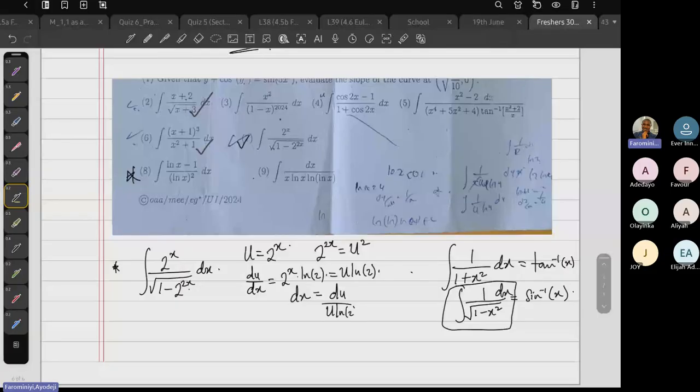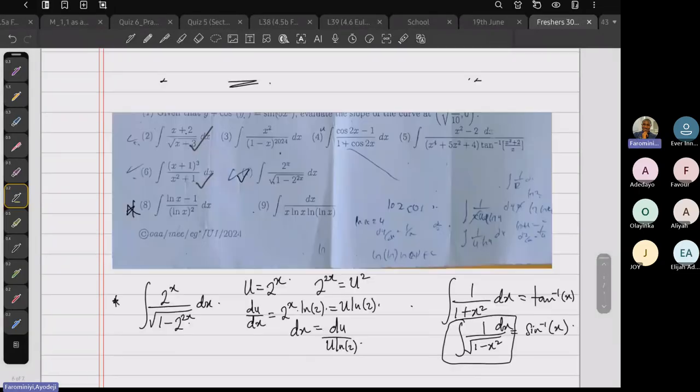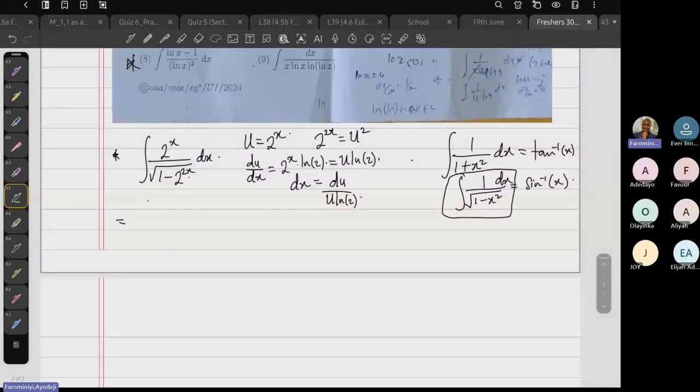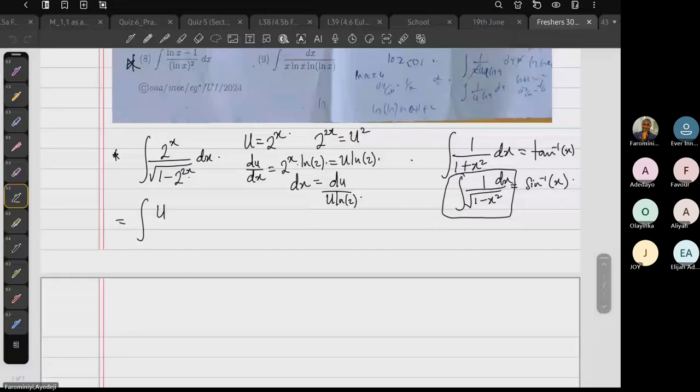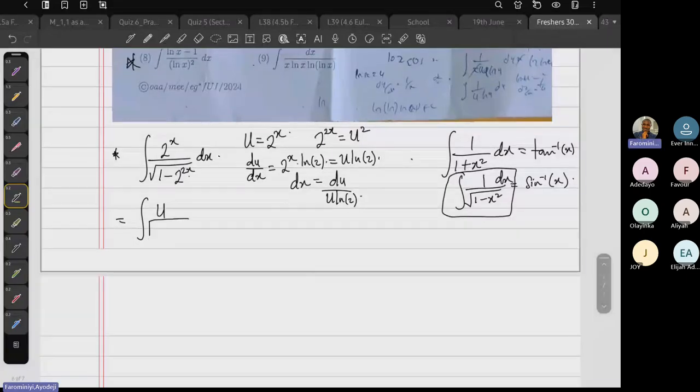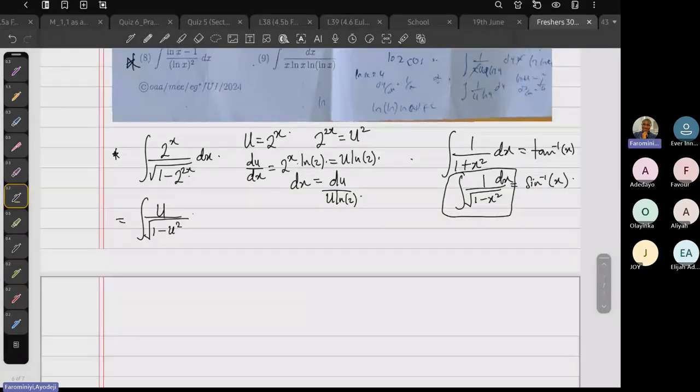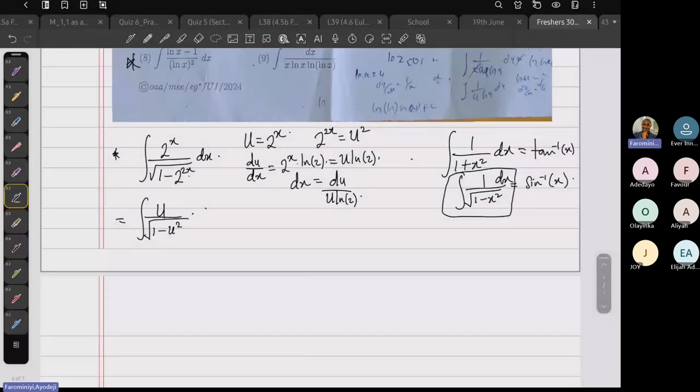Then we can rewrite our question as integral of U over square root of 1 minus U squared, times, then instead of dx, we are going to have du over U ln 2. Can you see where we are going? What is the next thing that will take place here naturally?